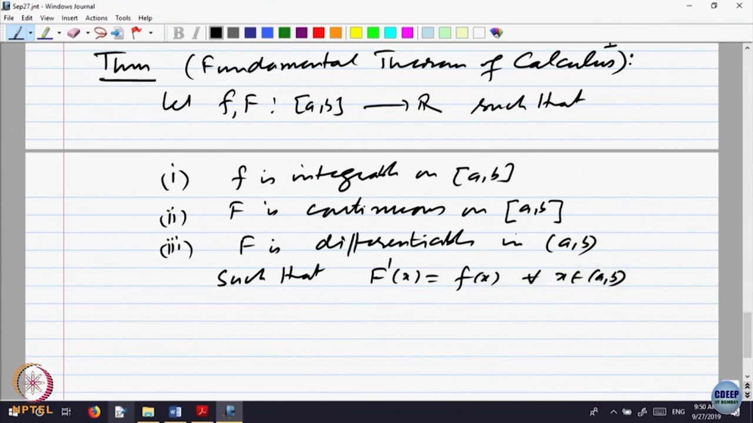So, small f and capital F are related with each other in the following way, that the derivative of capital F is equal to small f in the open interval a b. And of course, we are putting conditions like small f is integrable, capital F is continuous on the interval a b, so it will be integrable. Then, if all these conditions are satisfied, then F of b minus F of a is equal to the integral from a to b of f x dx.